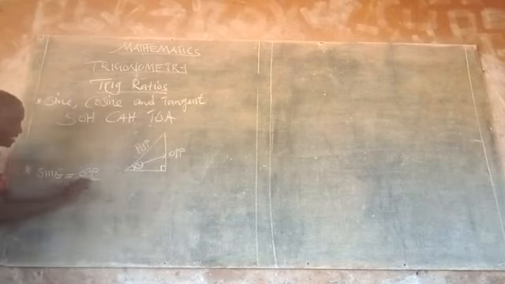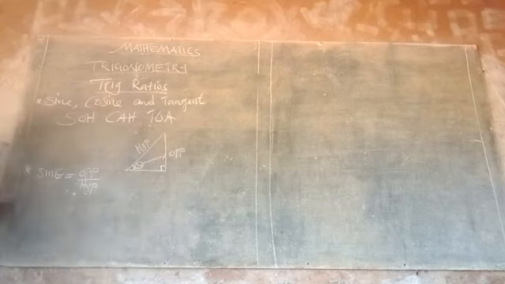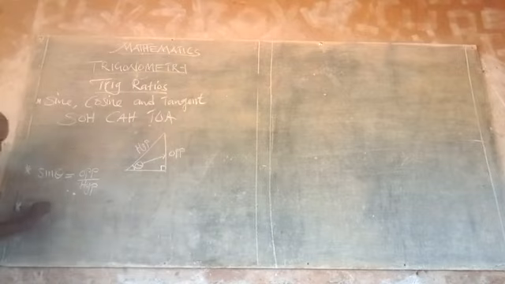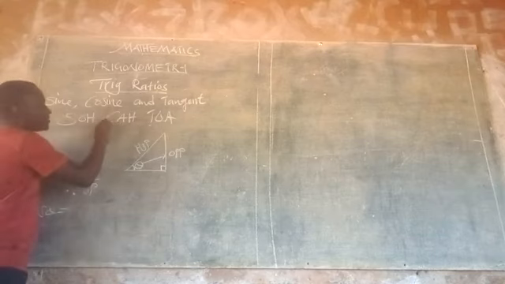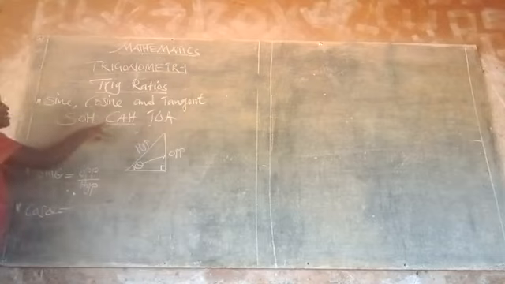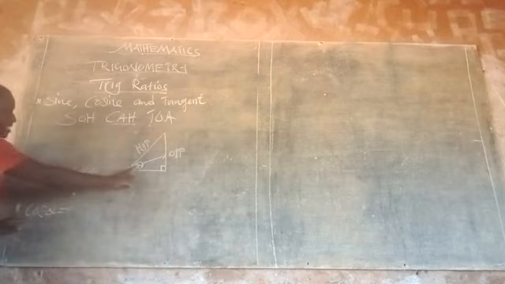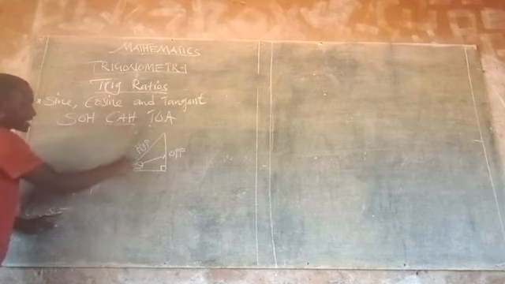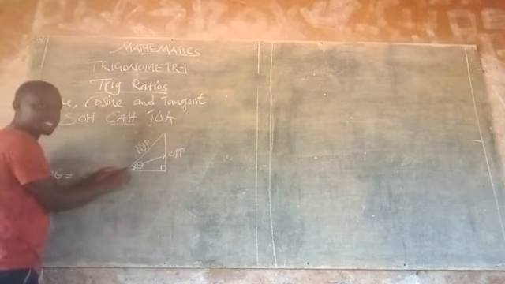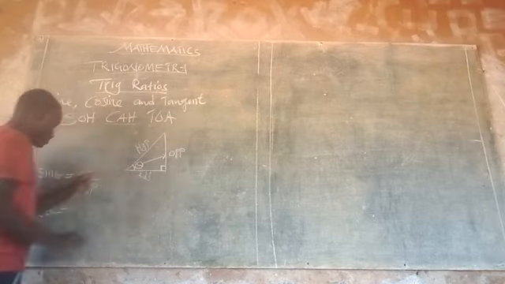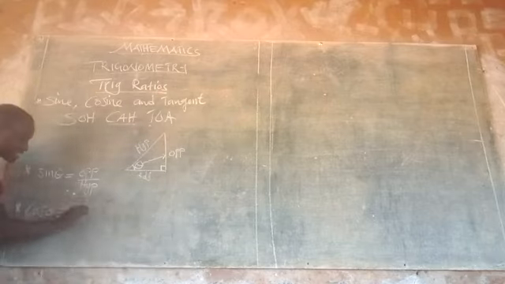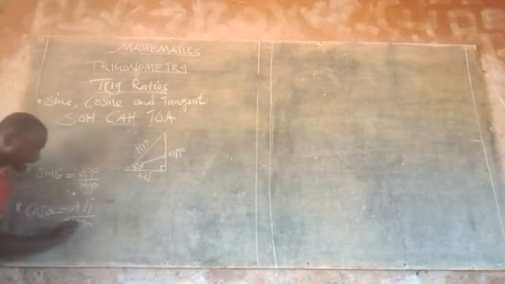Number 2, cos theta. If you look at the way it's SOHCAHTOA, we have this part, C, which simply means cosine, A adjacent, and H hypotenuse. So cos theta, we are just going to say A, which is adjacent. The side which is adjacent to this angle is simply this side here. So cos theta is equal to adjacent over the hypotenuse.